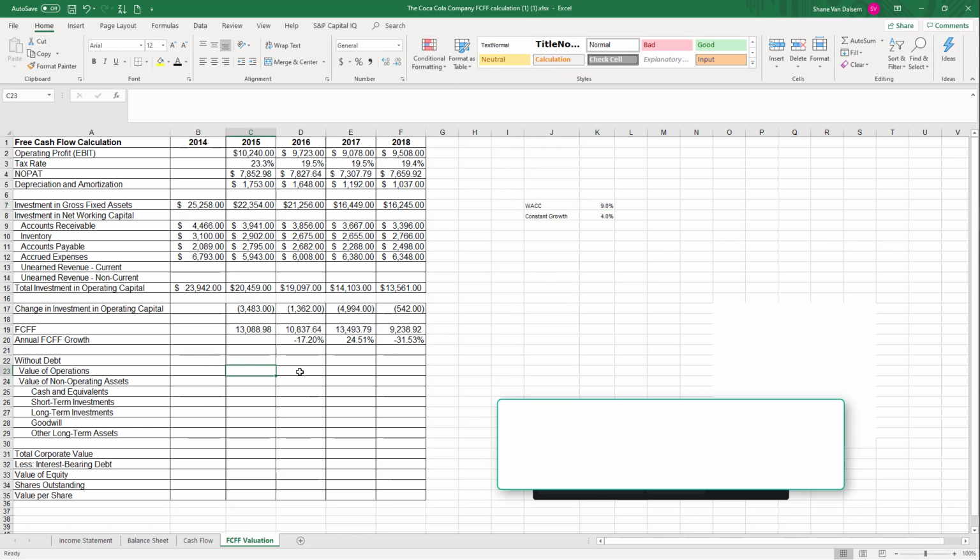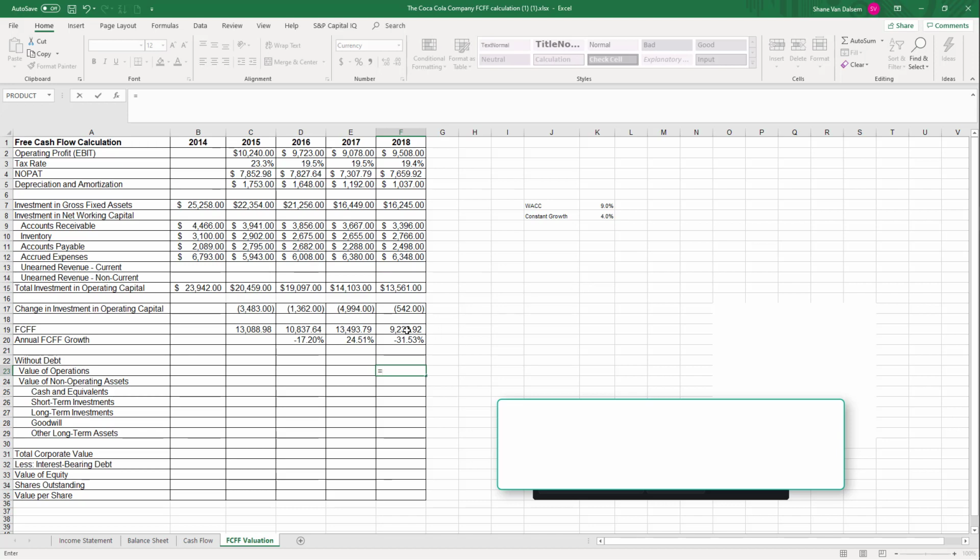So the value of operations in this case is going to be equal to, and like I said, typically what I do when I really get into a firm and value it is I try to come up with a kind of a free cash flow estimate for the previous year that's adjusted for any changes that are non-recurring.